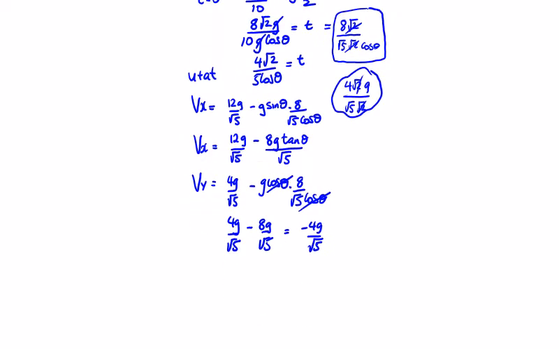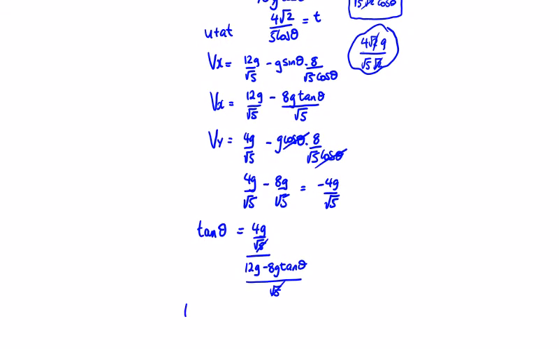And we know that the tan of the landing angle is equal to minus the velocity of y, so that's going to be 4g over root 5 over the velocity of x, which is 12g. We have the same denominator there, so it's 12g minus 8g tan theta all over root 5. The root 5's cancel, and we're going to cross multiply now to get tan theta times 12g minus 8g tan theta is equal to 4g.